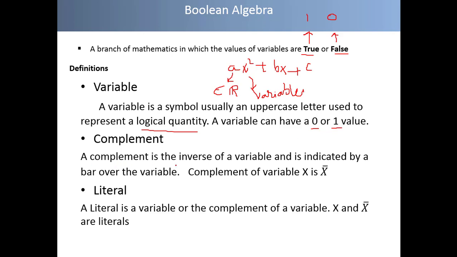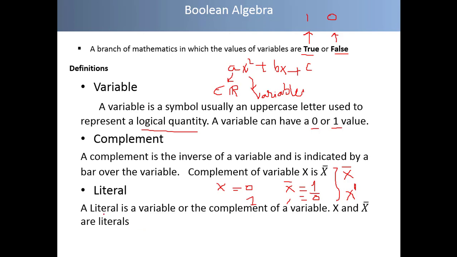What is complement? Complement is the inverse of a variable, and it is indicated by placing a bar over the variable. So if we have a variable x which is equal to 0, then its complement is denoted by x bar, and its value is opposite to x, which is 1. In case x is equal to 1, then x bar is equal to 0. In literature we have two kinds of notation. One is like this, where we place a horizontal bar over the variable, and the other is something like this, where we place a small vertical bar over the variable.